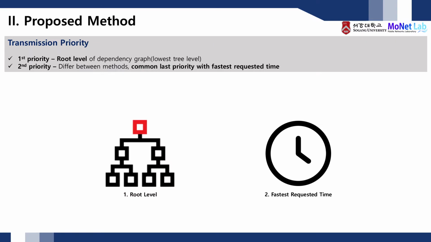This shows the transmission priority. It differs with the method that we would apply, however, they still share the same process. There are 2 main priorities for processing. The first is that transactions on the root level have top priority for transmission. This would mean the lowest tree level on the dependency graph. After that, the second priority would be that transactions that have the fastest requested time would have higher priority than transactions requested after. We will show detailed steps on how transactions should be transmitted after explaining our different types of proposed methods.